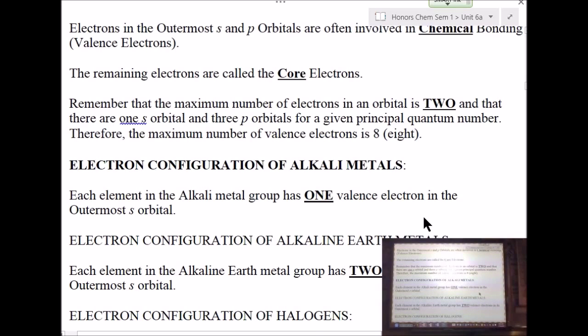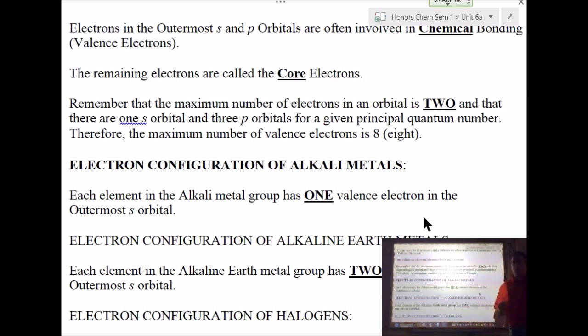All right. Remember that no more than 2 electrons can reside in each orbital. So how many s orbitals per energy level? Very good. How many p orbitals can we have per energy level? 3. Very good. Okay, so 1 plus 3 is? Very good. So we can have a maximum of 8 valence electrons, no matter what we're looking at.